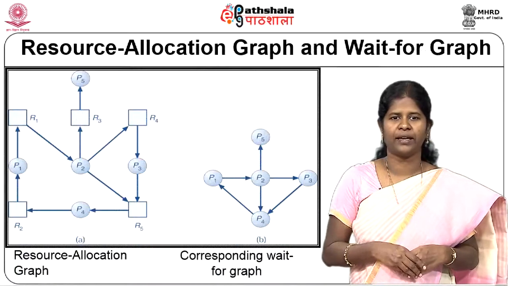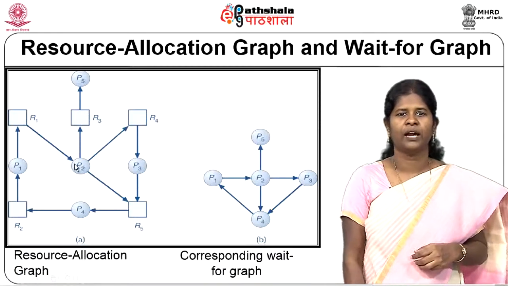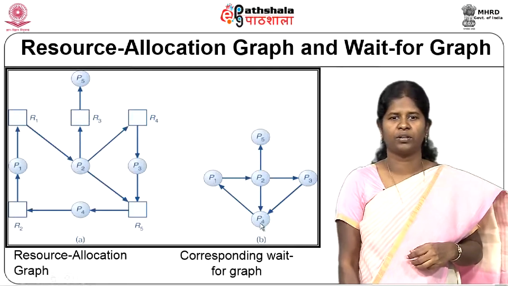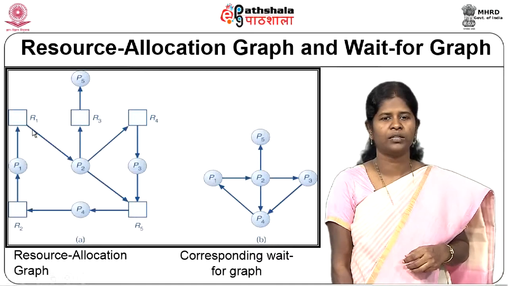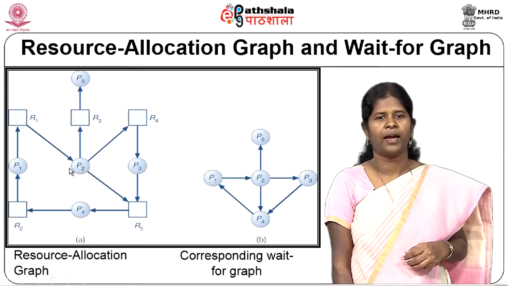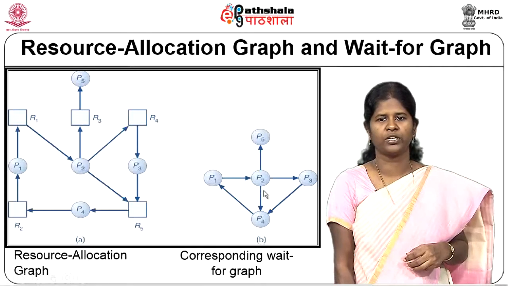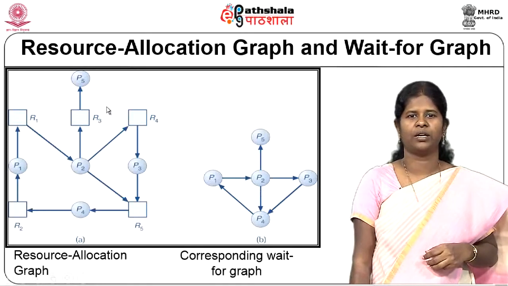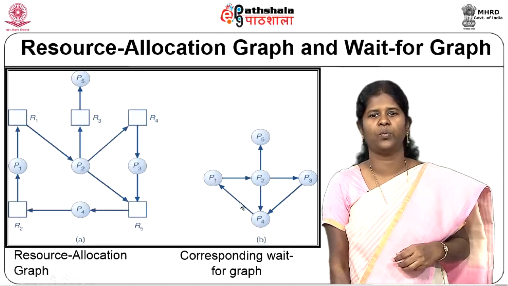So, look at this diagram. Here you can see a resource allocation graph and the corresponding wait-for graph is shown. Say, for example, P1 is waiting for resource R1 that is held by process P2, and now you have an edge directly from P1 to P2. So, from P1 to P2 there is an edge. Very similarly for the other processes as well. So, this is the wait-for graph.